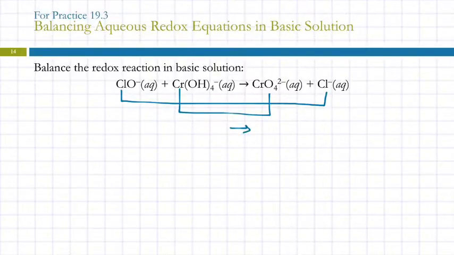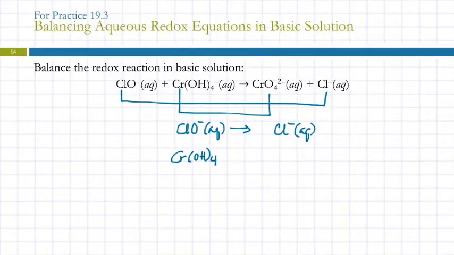Okay. ClO minus, aqueous on that side, and Cl minus, aqueous on this side. Cr(OH)4 minus. That's a weird ion that we don't learn how to name in Chem 1A. And then we've got chromate on that side.